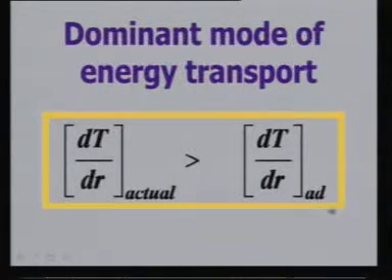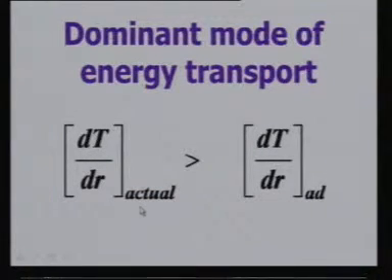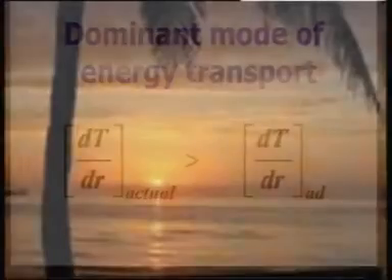So this equation is important. If the actual temperature gradient, let me repeat, is greater than the adiabatic temperature gradient, then the energy is transported by convection. If the inequality is the other way around, then the energy is transported by radiation.